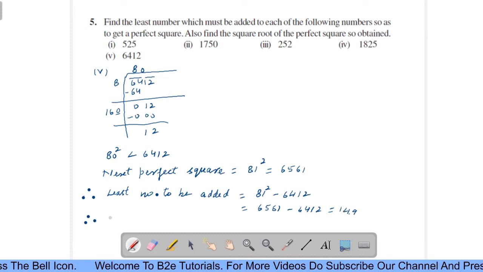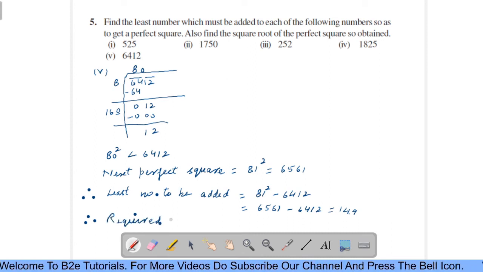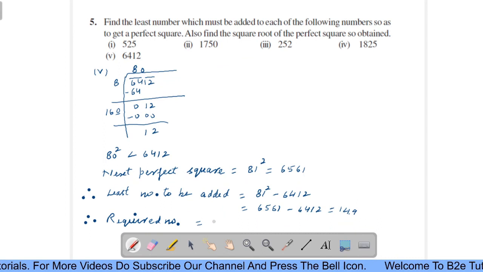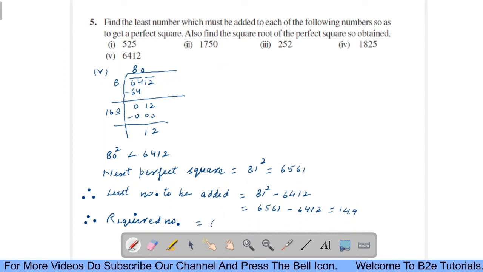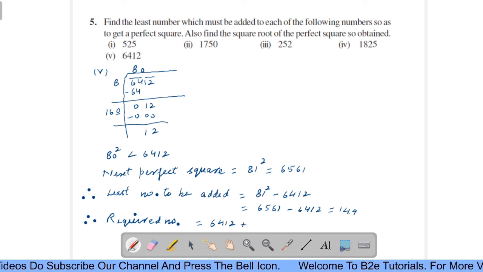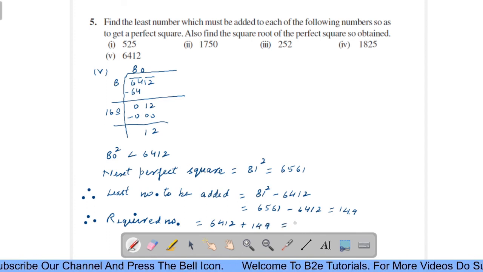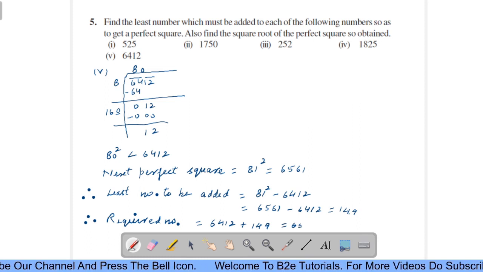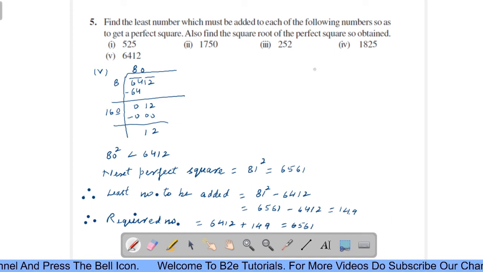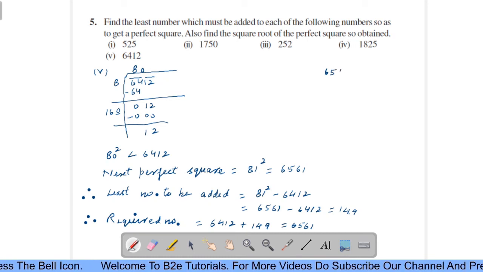Therefore, required number equal to 6412 plus 149 equal to 6561. Now let us find out the square root of this number. 6561.